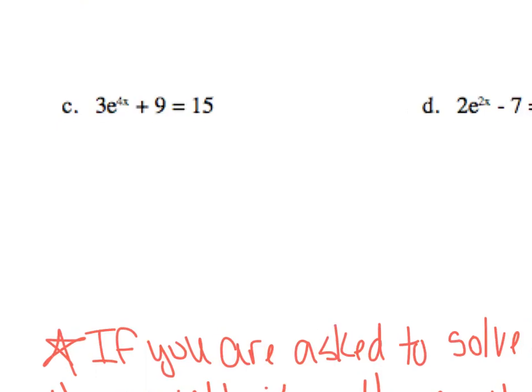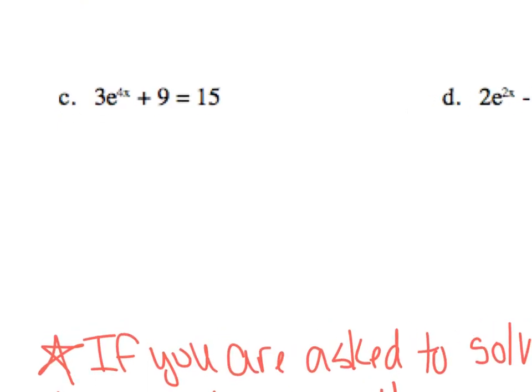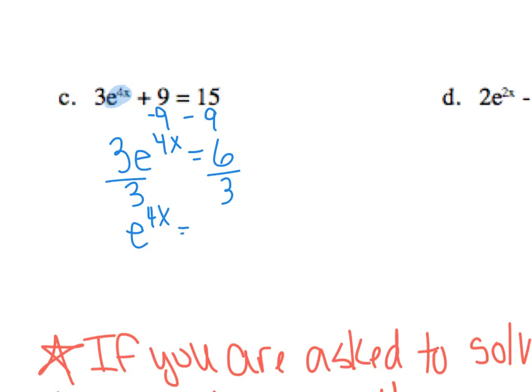On letter C, we have 3e to the 4x plus 9 equals 15. Several things going on here. Before we start doing anything with our log or natural log, we need to get that log or e all by itself. So in order to get e to the 4x by itself, the first thing I'm going to do is subtract 9, and I get 3e to the 4x equals 6. Again, I don't want 3e to the 4x, I just want e to the 4x. I'm going to divide out that 3, and I get e to the 4x equals 2.